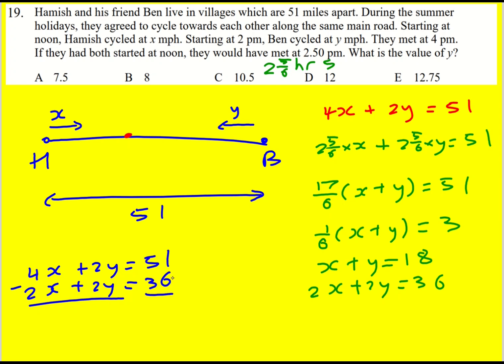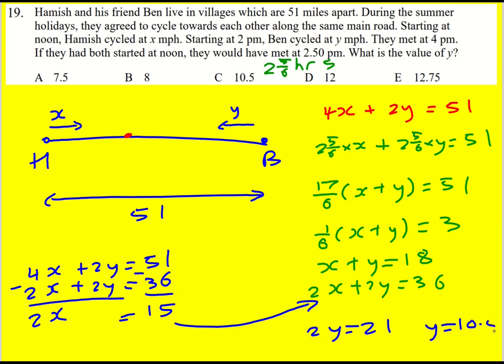It's okay. I'm going to minus them. So 2x is going to equal 15. And then I'm not even going to work out x. I'm just going to put that back into here. So 2y is going to be 36 minus 15, which is 21. And therefore y is 10.5. X was 7.5, but we weren't asked for that one. So answer is C. Well done.